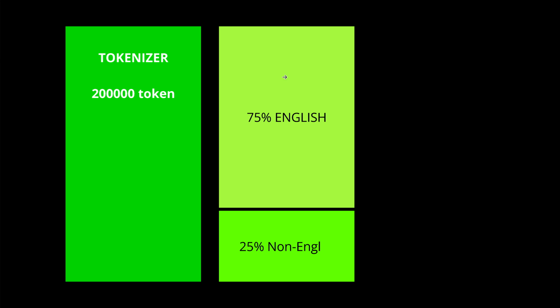So we have the GPT-4 Omni tokenizer, and we have about 200,000 tokens in our vocabulary, which is great. Now, given the latest posting on X, it seems that 75% of those tokens are for the English language and about 25% are for the non-English languages, all other languages in this world that GPT-4 Omni has been trained on.